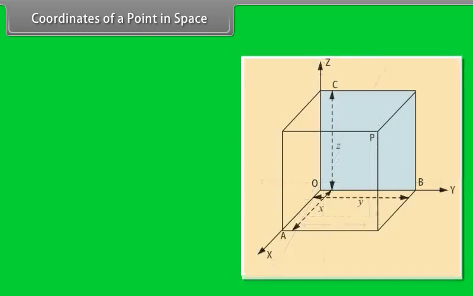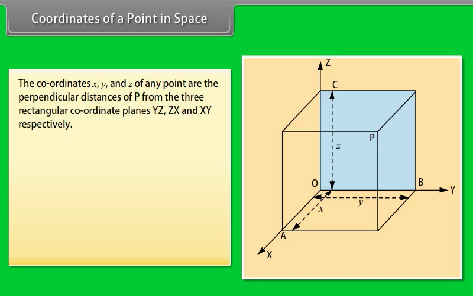Again, if we complete a rectangular parallelepiped through P with its three edges, OA, OB, and OC, meeting each other at O and OP as its main diagonal, then the lengths OA, OB, OC, that is, X, Y, Z, are called the coordinates of the point P. The coordinates X, Y, and Z of any point are the perpendicular distances of P from the three rectangular coordinate planes YZ, ZX, and XY respectively.